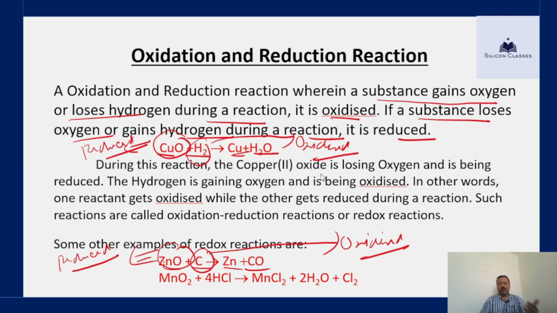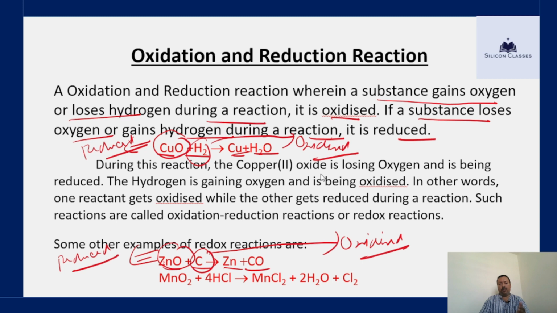On the contrary, as per definition, if a substance gains oxygen or loses hydrogen during a reaction, it is called oxidized. Here hydrogen is gaining oxygen during a reaction to form water. So we may say that hydrogen is oxidized to form water. Similarly, zinc oxide is being reduced to zinc and carbon is being oxidized to form carbon dioxide.